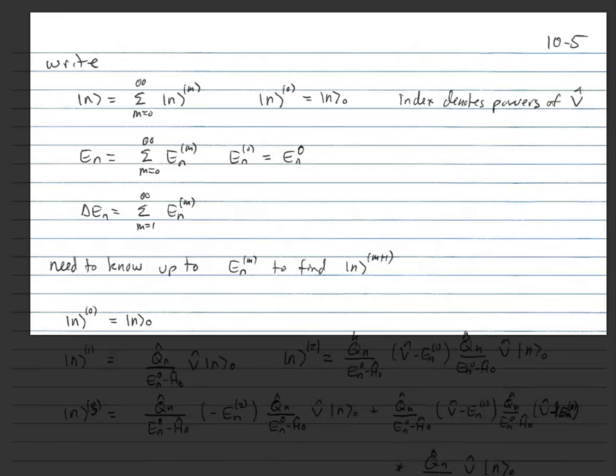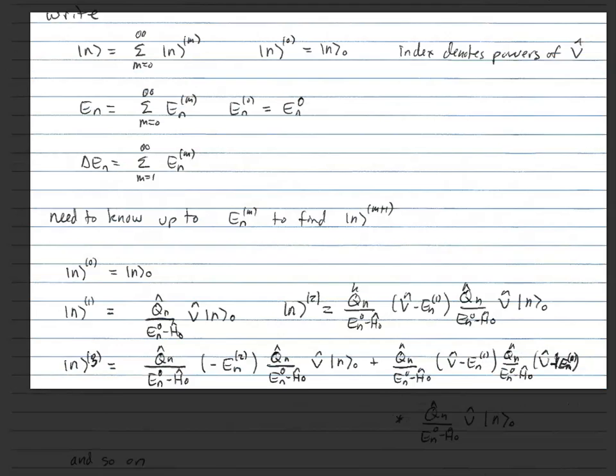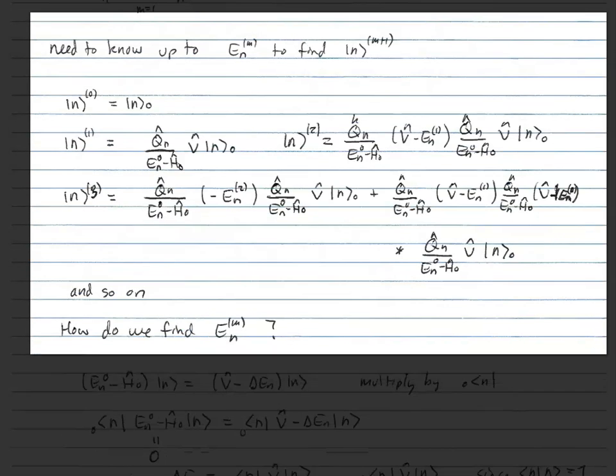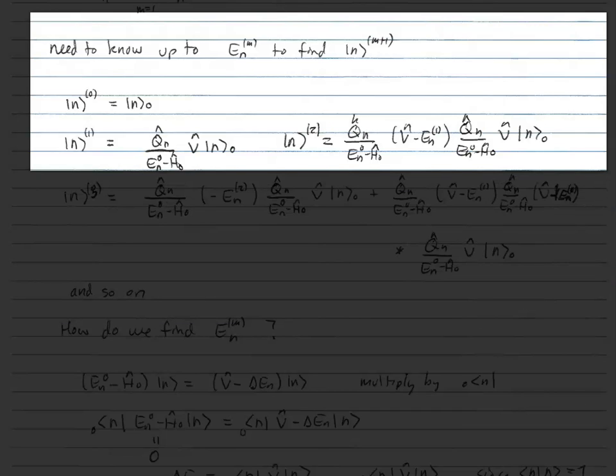All right, so we start off, |n⁽⁰⁾⟩ is |n₀⟩. I already mentioned that. I'm going to move this up so we can see all of the results. |n⁽¹⁾⟩ will equal Qn over En0 minus H0 V hat acting on the state |n₀⟩. |n⁽²⁾⟩ will equal Qn over En0 minus H0 V hat minus En⁽¹⁾ multiplied by Qn over En0 minus H0 V hat times |n₀⟩. I have to put in that En⁽¹⁾ because that's the first order change in the energy.